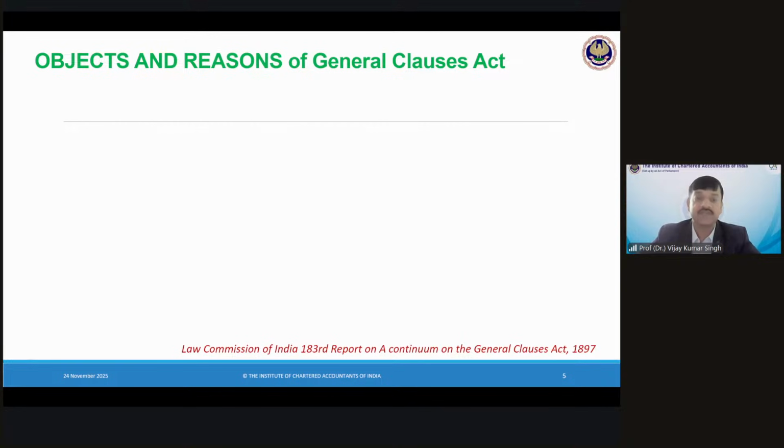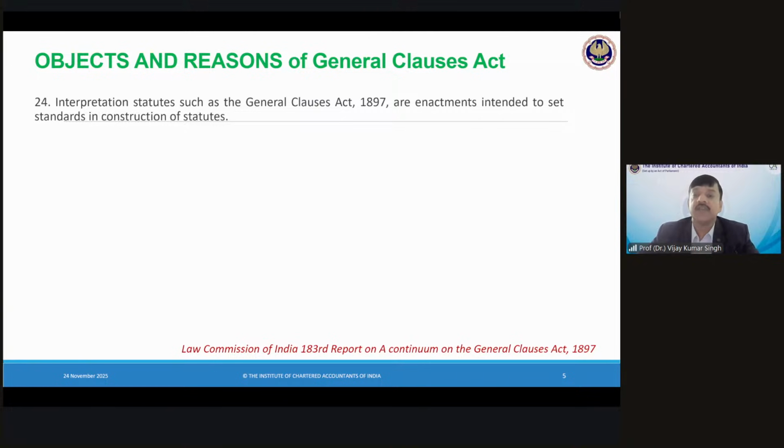Let us talk about the objects and reasons of the General Clauses Act. So there are various Supreme Court decisions in which the objects and reasons of the General Clauses Act have been discussed. The General Clauses Act also talks about its objects and reasons, which we will touch upon in a while. But there is an explanation which was given by the Law Commission of India in its 183rd report on a continuum on the General Clauses Act 1897. And in this 183rd report, the Law Commission pointed out the objects and reasons of the General Clauses Act as under.